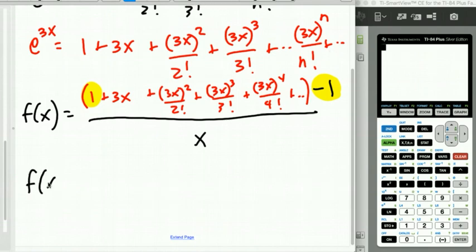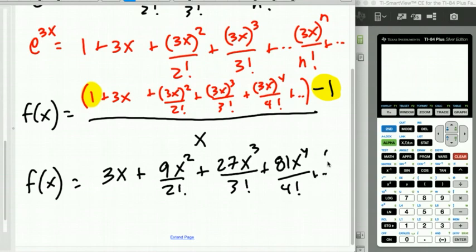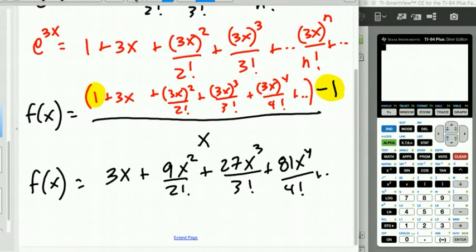So what's going to happen is those terms are going to sum to 0, and now coincidentally, everybody has an x. So I have a 3x, right? I have a 9x squared over 2 factorial. I have a 27x cubed over 3 factorial. I have an 81x to the fourth over 4 factorial, and way down the road somewhere, I have a 3 to the n, x to the n, and an n factorial, dot, dot, dot, all over an x.